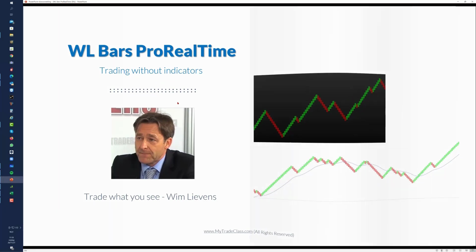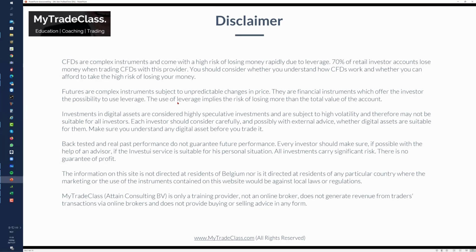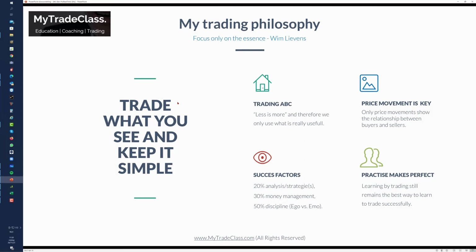Now, I like to keep things simple, and I have nothing against indicators as long as they serve a certain purpose. I honestly believe that 80, maybe more percent of the information we need to trade is linked to price movement, or being able to read price movements correctly. So my philosophy is actually to trade what I see and to keep it simple.